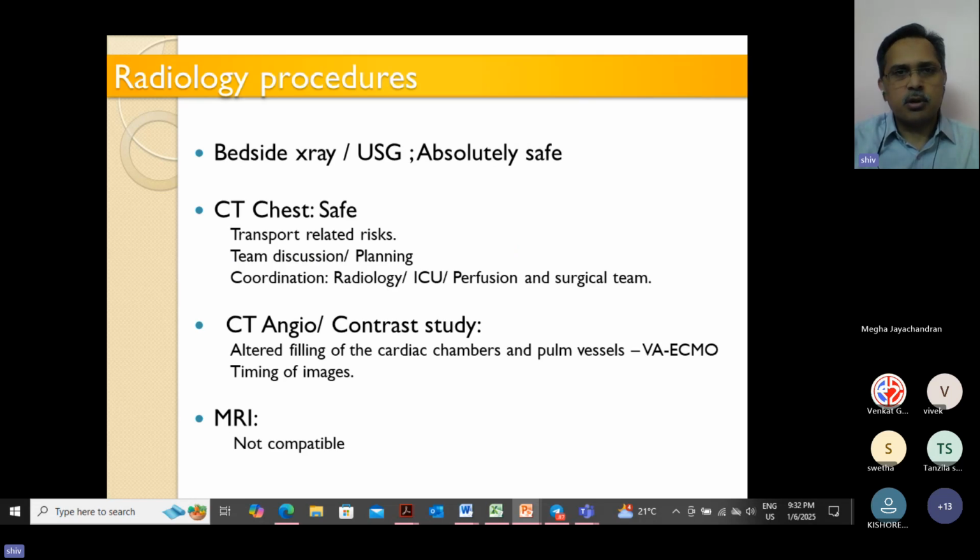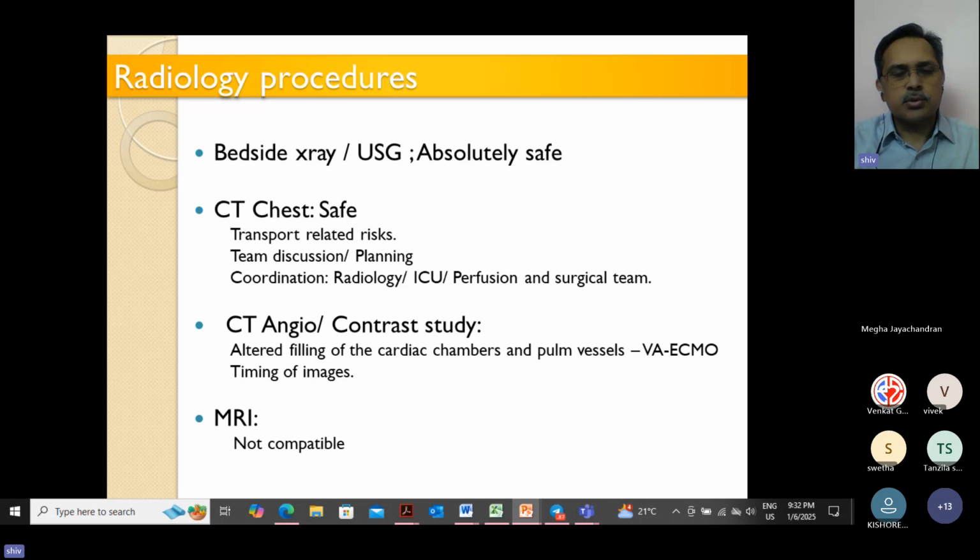Radiology procedures are very common. Bedside X-ray and ultrasound are absolutely safe, but we need to be careful when we position for X-rays that the cannulas do not get dislodged. That can be very, very tricky, so we have to be very, very careful.